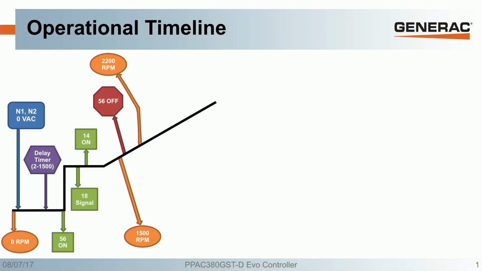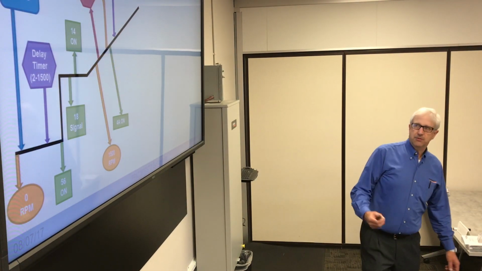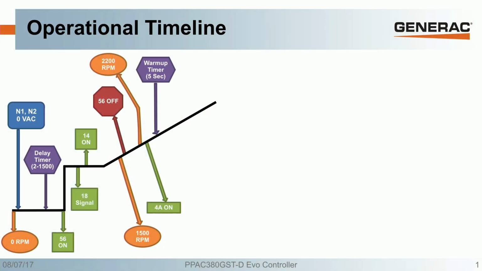Then at 2200 RPM, we're going to do something rather unique, and that is we're going to flash the field. Flashing the field simply means that we're providing magnetism so the alternator can begin producing AC voltage. Wire 4A turns on at 2200, and we begin a warm-up timer. That warm-up timer is 5 seconds. It's not necessarily to warm the engine up, it is more of a stabilization timer, meaning let's get the engine to stabilize first so that we can then take the load.